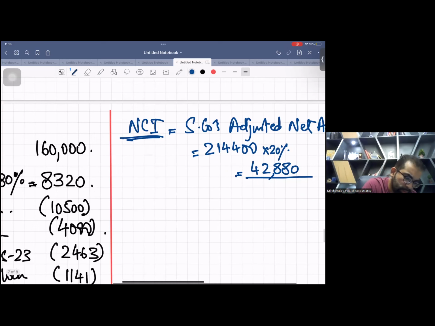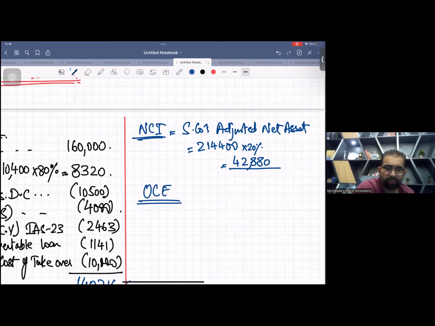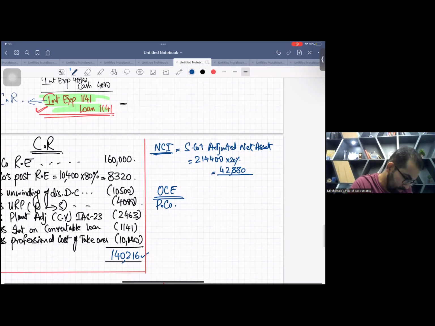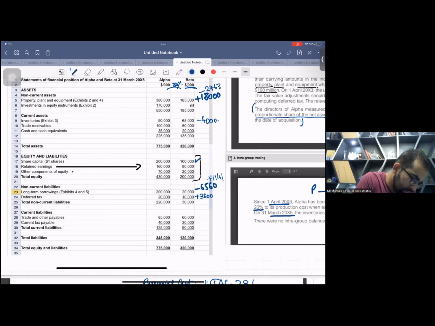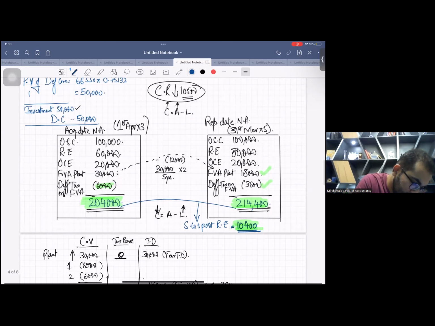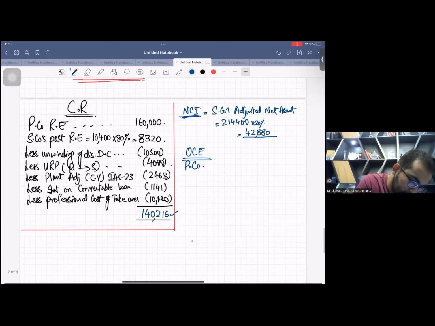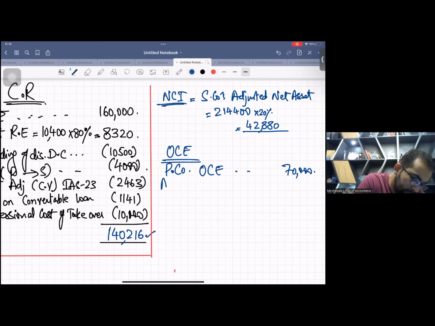Now, there is one more reserve in this question, OCE. What are the rules? The rule says for all reserves, retained earnings and all other reserves, write P company's complete reserves. What is the OCE of P company? P company's OCE is, see this, 70,000. Yes. There is one adjustment of the convertible loan. Remember 6560. There was an adjustment.